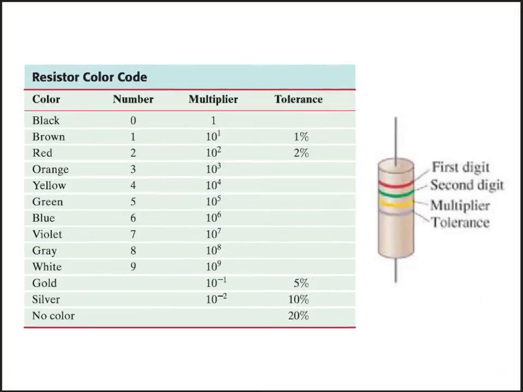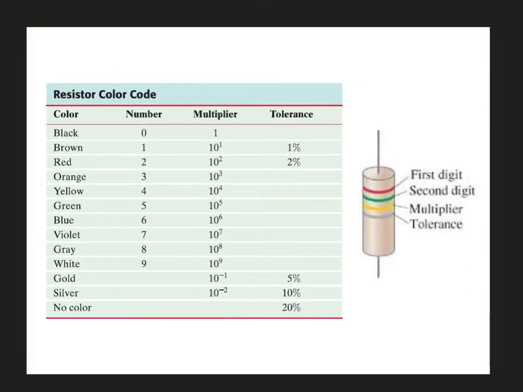Okay, so this one is the way for you to find the value of resistance. We are going to have 4 or 5 colors. The first one and the second one are going to be the digit numbers, so you can see from this table. The third line is going to be the multiplier, so it's going to be times 2, times 3, times 4 like that, and the last one is going to be the tolerance.